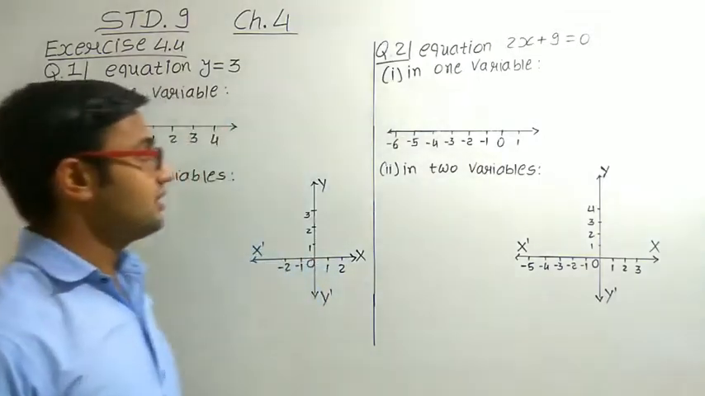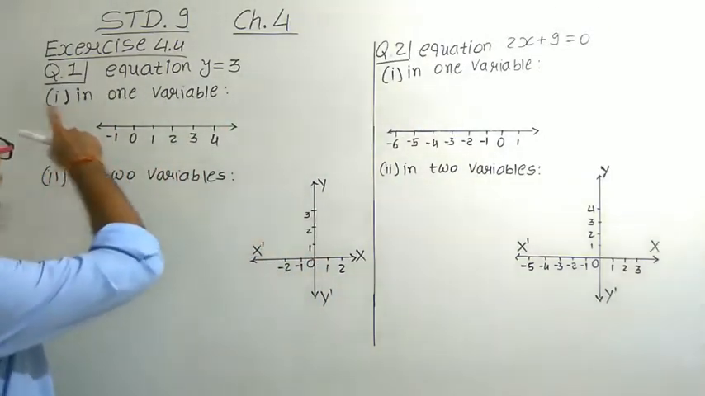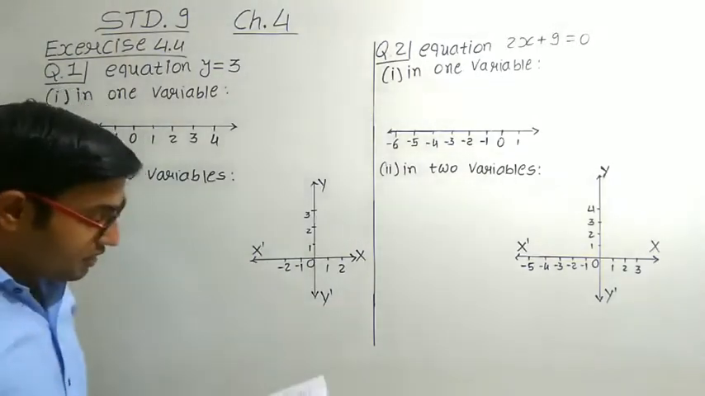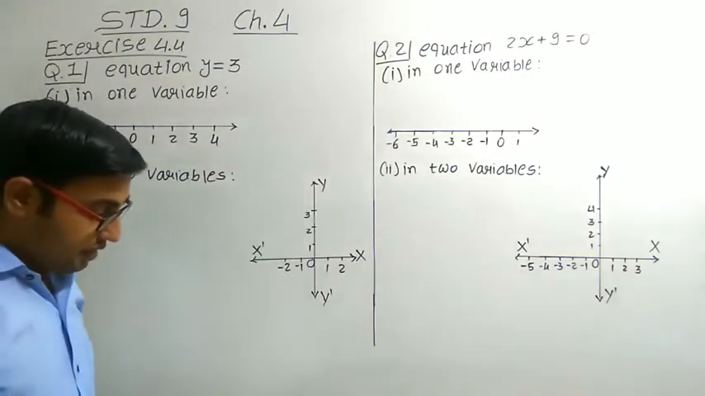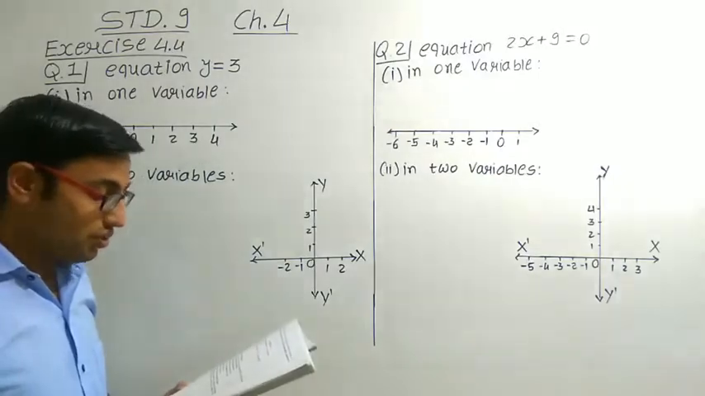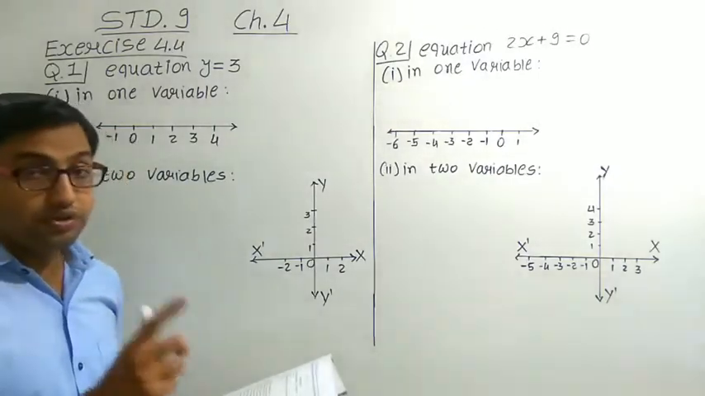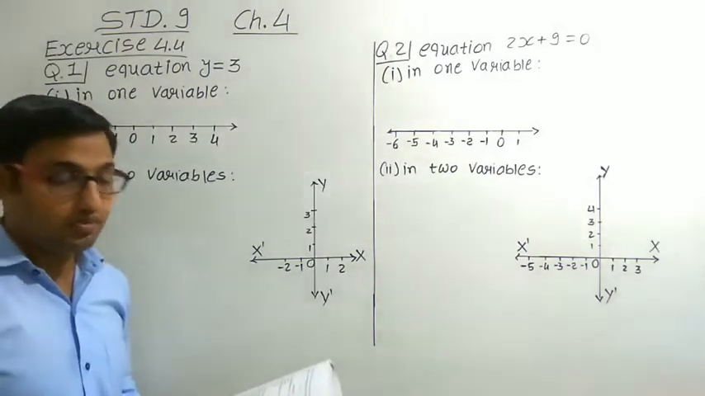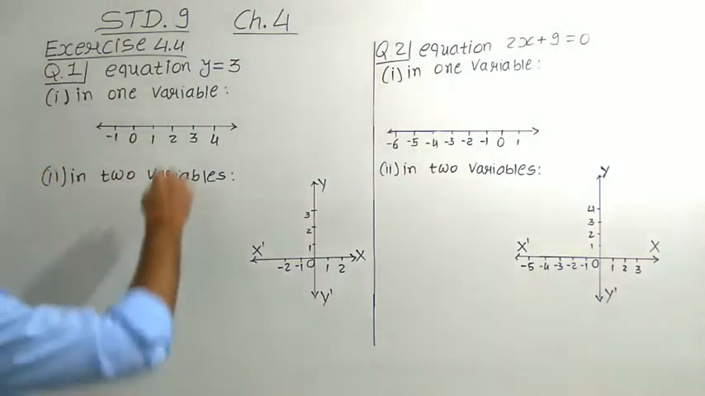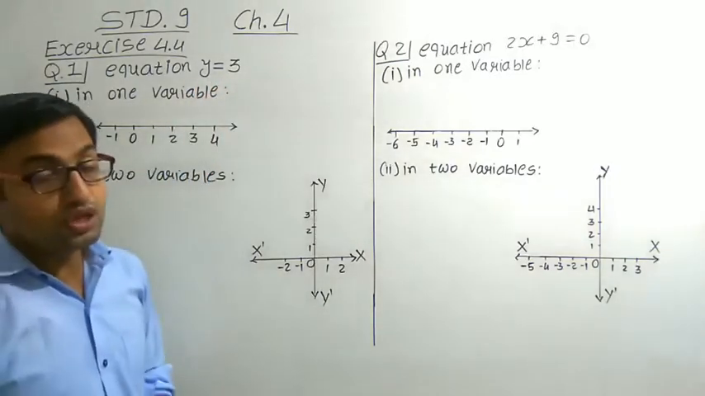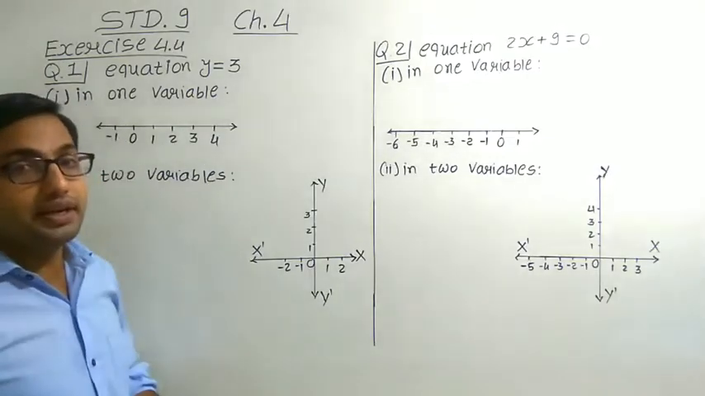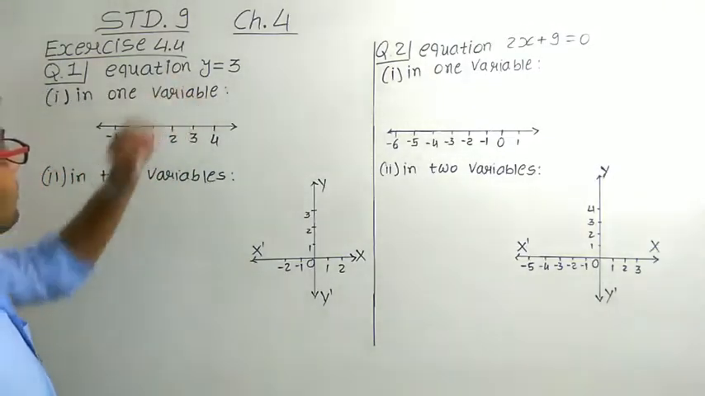For that, let us study question number 1 of exercise 4.4. And what is the question? The question is: give the geometrical representation of y equals 3 as an equation, first in one variable and second in two variables. So here we are given the equation y equals 3, and we have to give the geometrical representation of this equation.